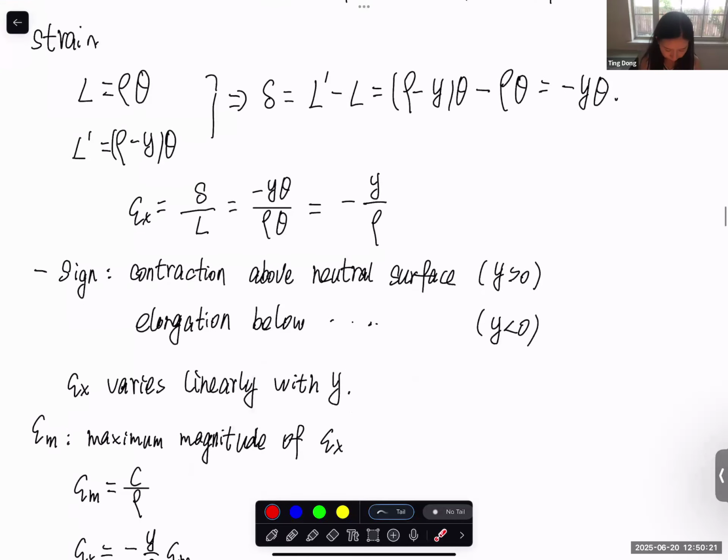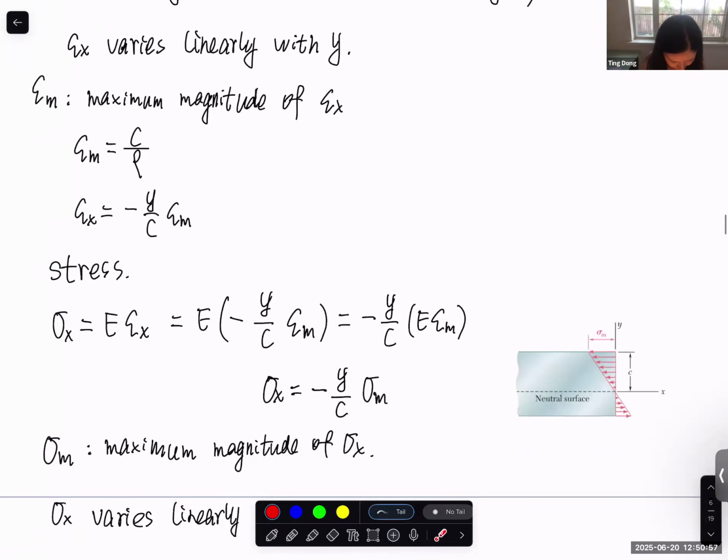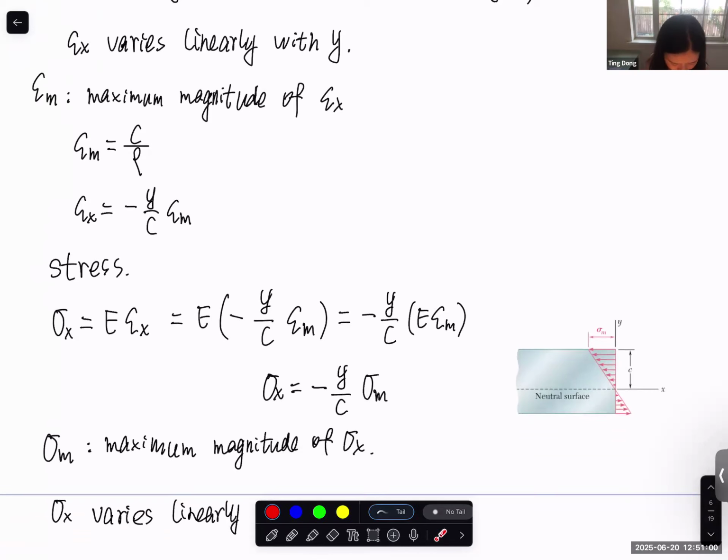And for the sign, of course, above the neutral surface, if bending upward, is the positive bending moment. Above, you have contraction, and strain, stress, elongation all should be positive. And below is elongation. When y is negative, this negative sign is just to make sure for positive y, it has contraction. For negative y, it has elongation. And that is all about the strain.